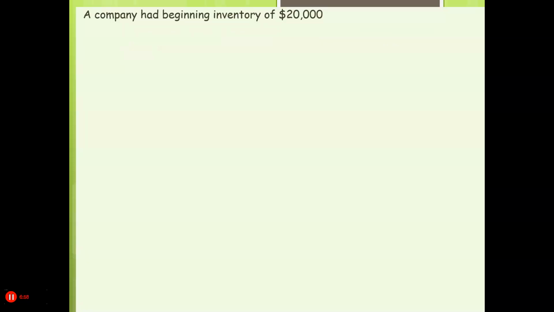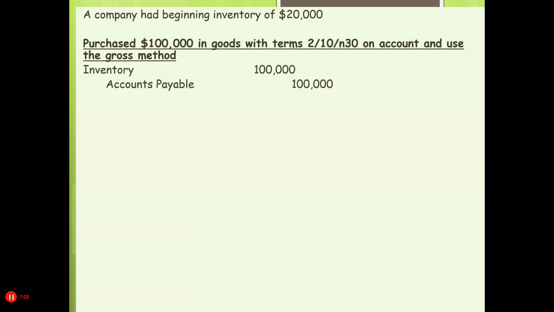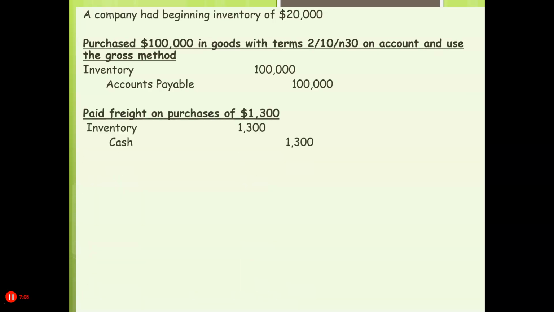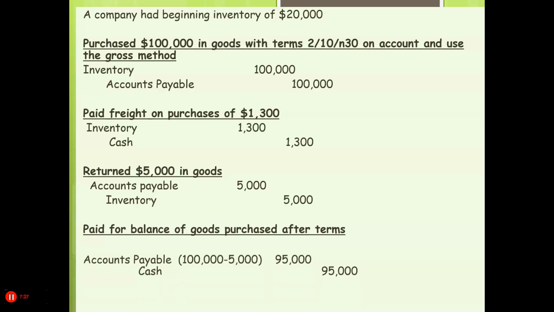Okay, so now let's take a look at the same example. Using the gross method, we bought 100,000 goods. You notice we debit the inventory account. Paid freight, debit the inventory account. Now, what about our return? That also is a credit to inventory because it reduces our inventory. Now, pay for the balance of the goods purchased.